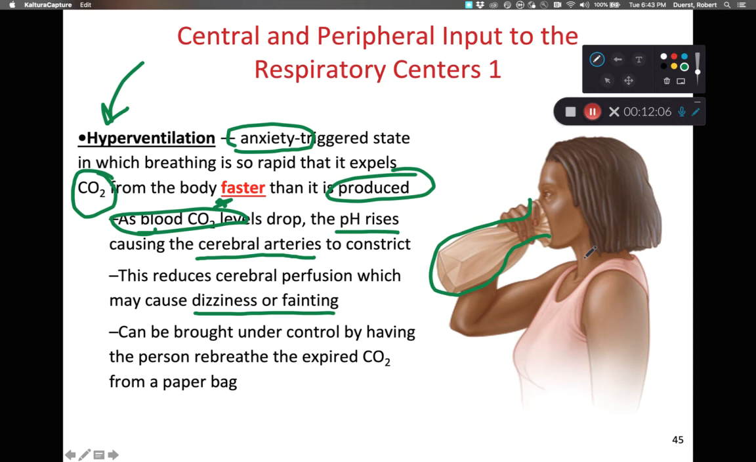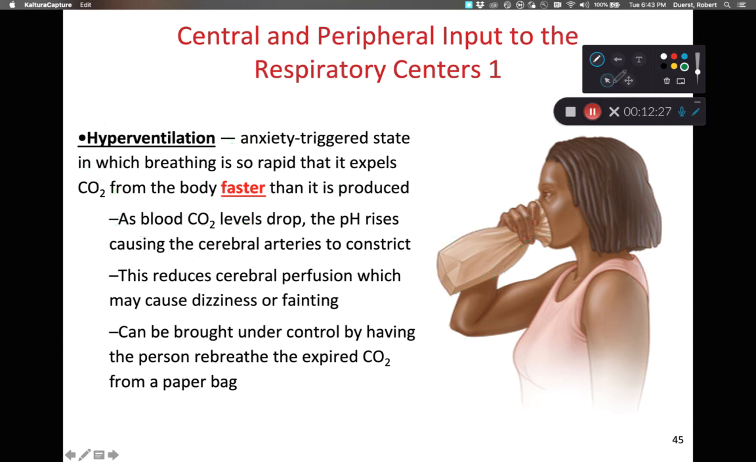a lot of times it calms the person down. Focusing on blowing up and making a bag big and small helps them not to focus on whatever it was that triggered the anxiety in the first place. So the paper bag, it's a 1-2 punch. It has a physiological and a psychological cure for hyperventilation.